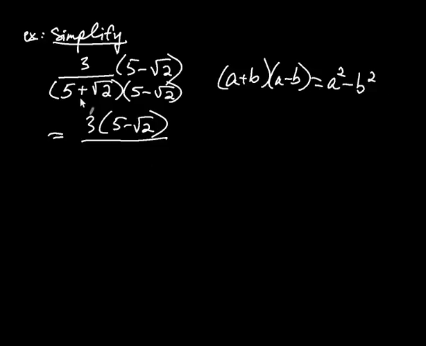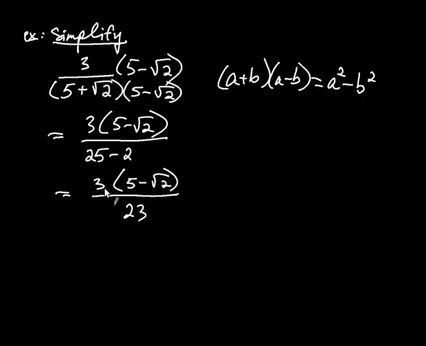So in the denominator it's going to be 25, there's your a squared, take away b squared, and root 2 squared is 2. So now we've got 3 times 5 take away root 2 over 23. Now in this case there's no simplification because 3 doesn't go into 23. So this would indeed be my final answer for this problem. Let's go ahead and see how this applies to establishing trigonometric identities. Let's go back to our problem.